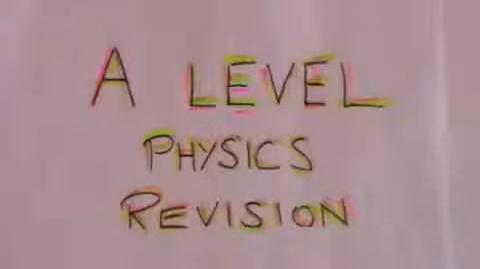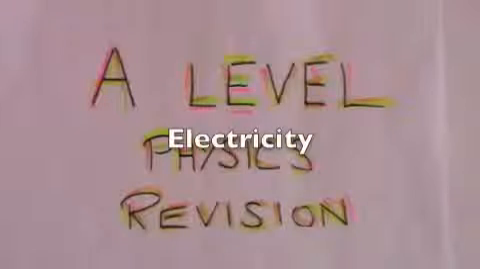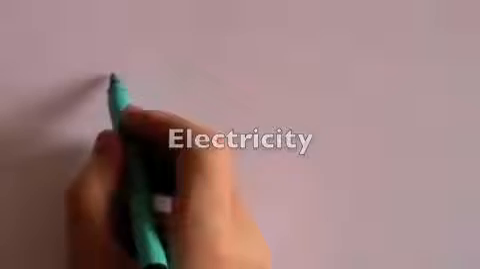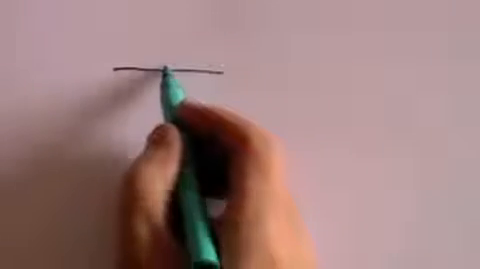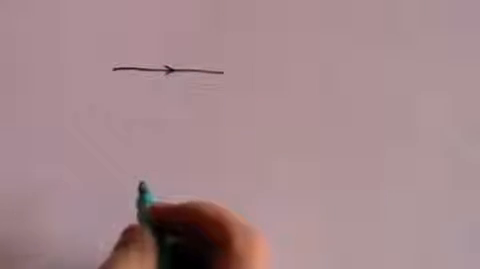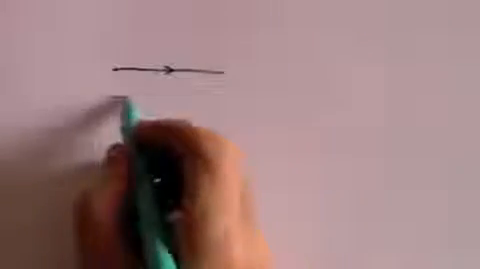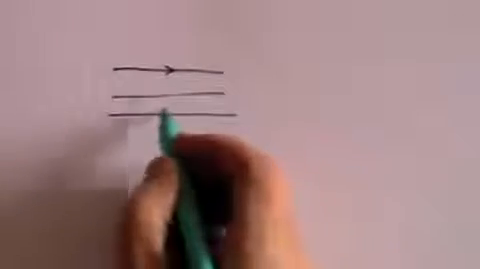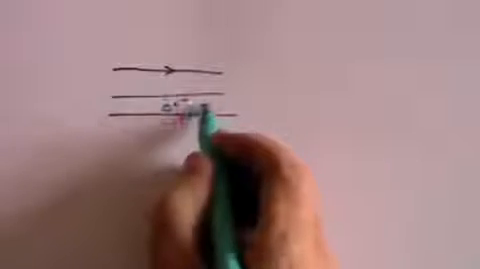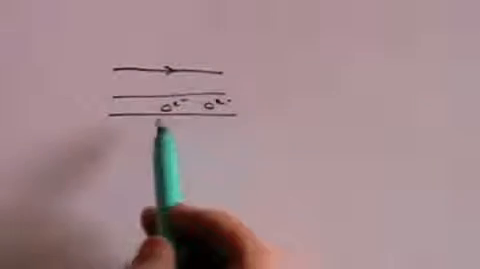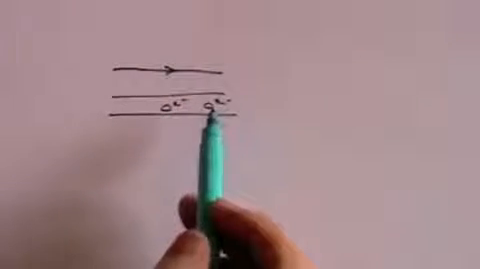Hello, today we continue with our A-Level Physics Revision series looking at the subject of electricity. And what is electricity? Well, it's a current flowing in a wire. But what actually does flow in a wire? If this is the wire, we actually have a flow of electrons. It's the electrons in the wire that constitute the current.